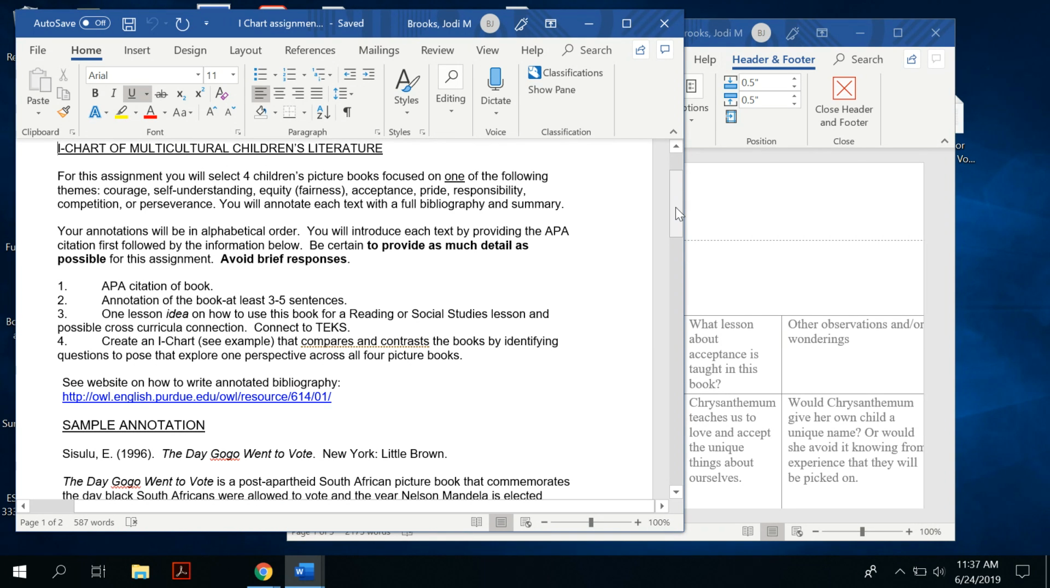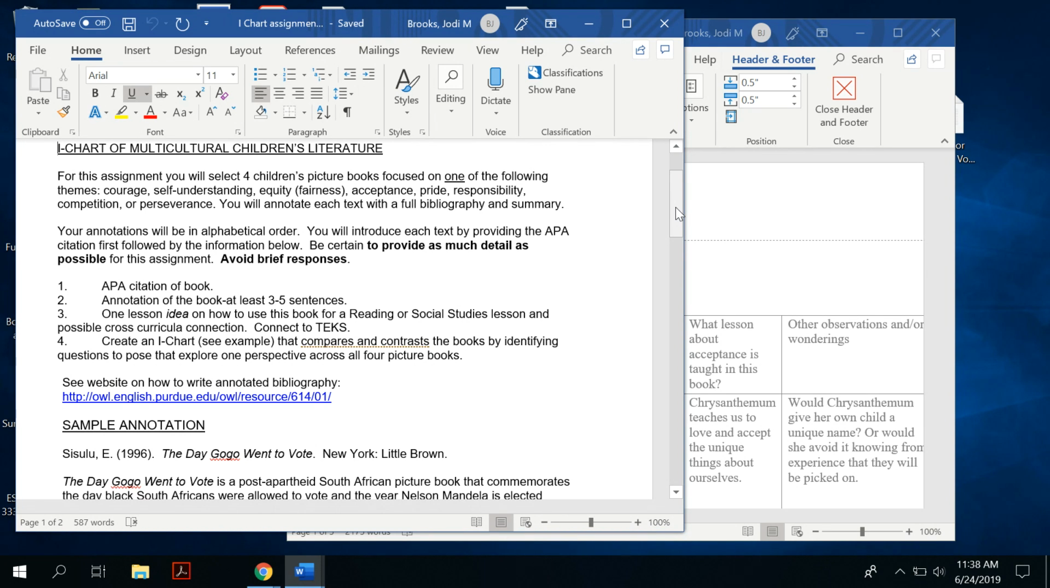It's called an eye chart is what we're working on, and it's literally a chart that annotates information about children's literature. And this assignment is specific to multicultural children's literature. I want you to pick 4 picture books that focus on a single theme. And the themes are listed here on the assignment page, which you'll find on tracks under assignments. You're looking for 4 books that deal with, in a multicultural situation, a child exhibiting courage or self-understanding or fairness or acceptance or pride or so on.